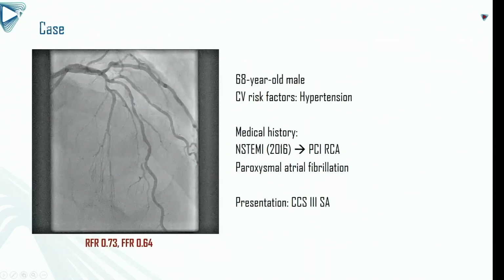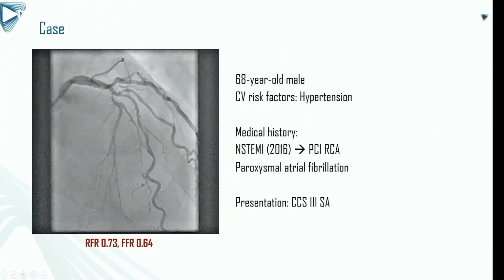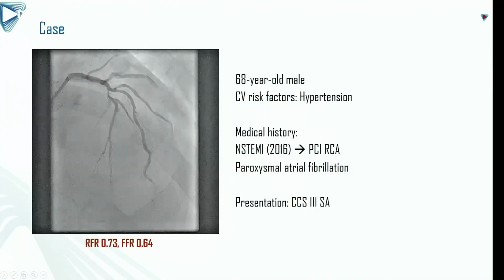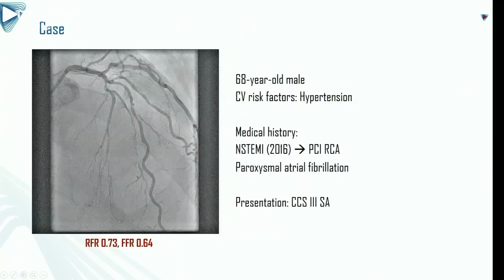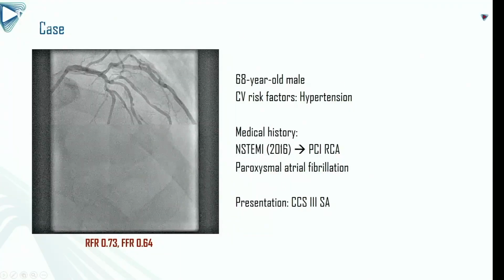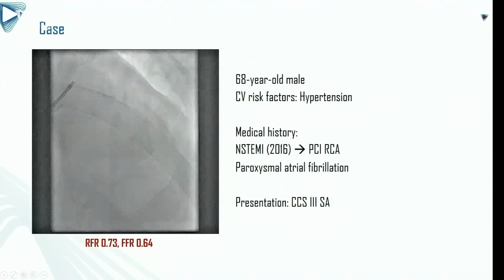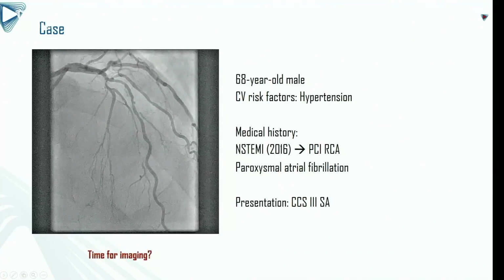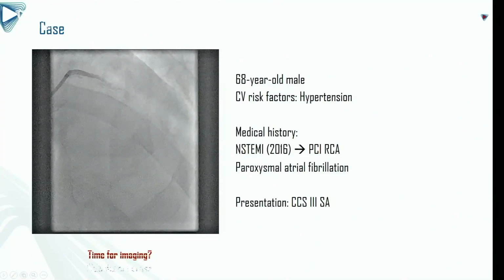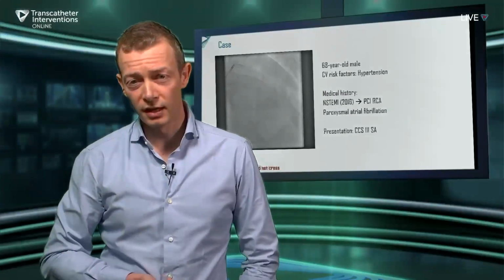So finally, I want to end with a short case showing you all the things I've just shown you in one case of a 60-year-old male presenting with stable angina in this significantly diffuse disease LAD, with in this case clearly appreciable calcium on the angio. So we proceeded FFR 64, and we wanted to go ahead with imaging. Imaging, however, the IVUS, in this case the Boston IVUS, did not cross.